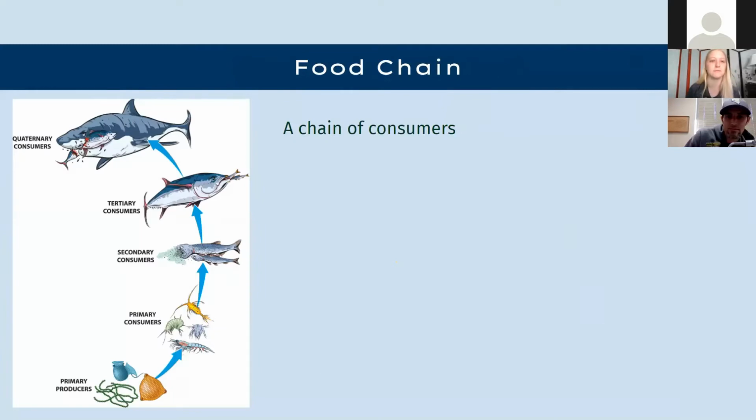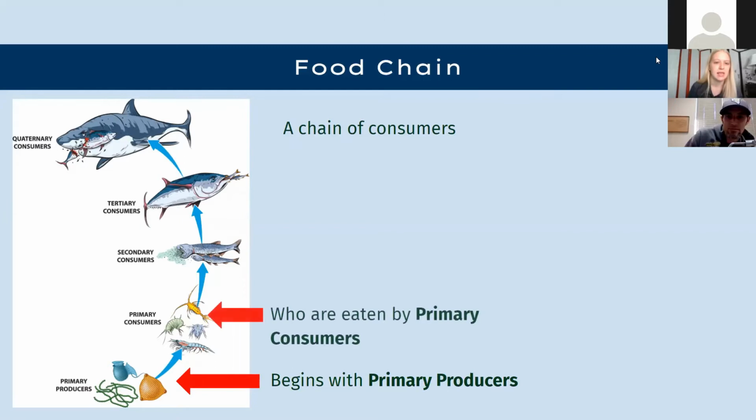So a food chain is essentially a chain of consumers. So what eats what? A chain is a series. So a food chain is going to be a series that starts with our primary producers. Our primary producers are going to be things like little microscopic bacteria, fungi, things like this, and they are eaten by our primary consumers.